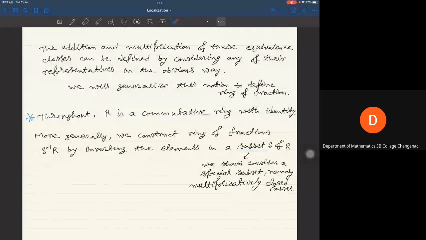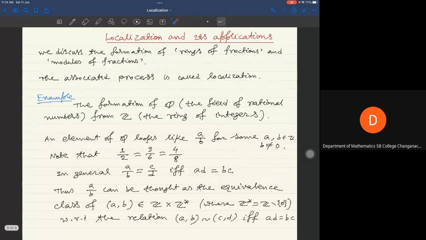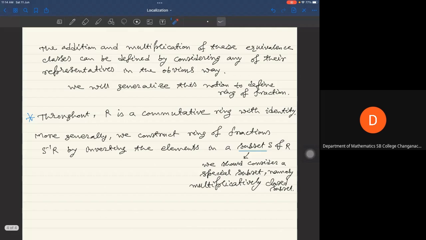So starting with a commutative ring with identity, you consider a multiplicatively closed subset, and to construct this S inverse R, basically we will be inverting all the elements of S to construct this ring of fractions. That is why we denote it this way, S inverse R. Just like here we have inverted all non-zero integers to get Q. Is it fine? So now let's first define what is a multiplicatively closed subset.